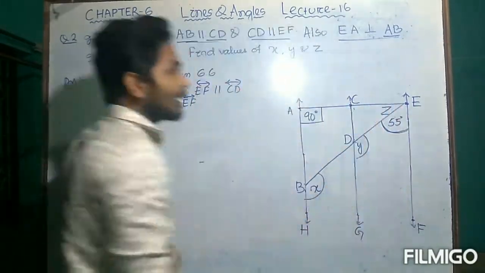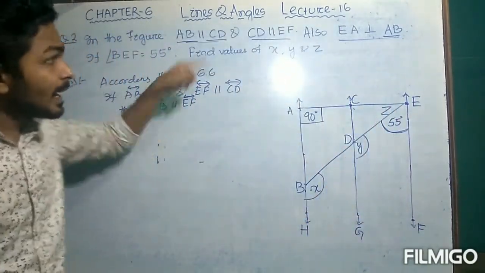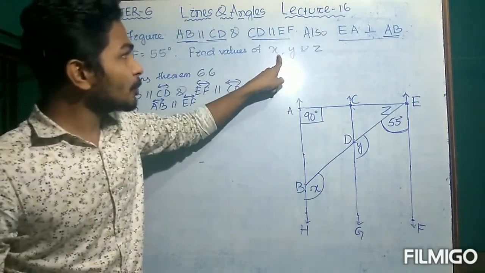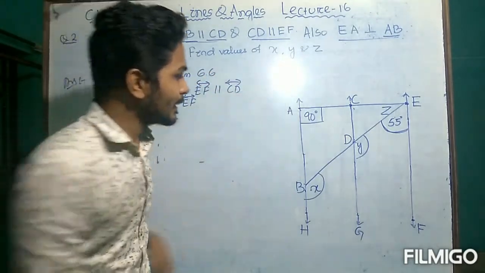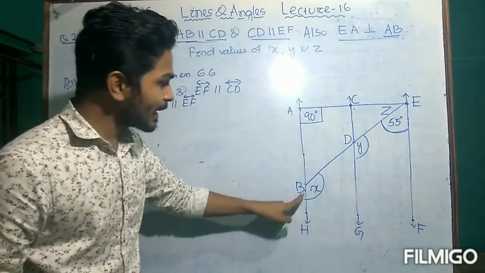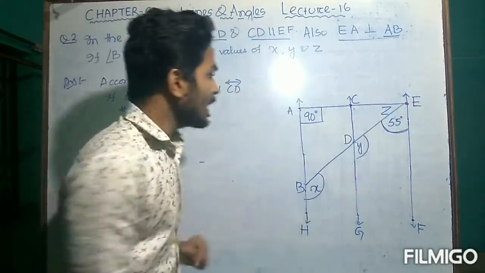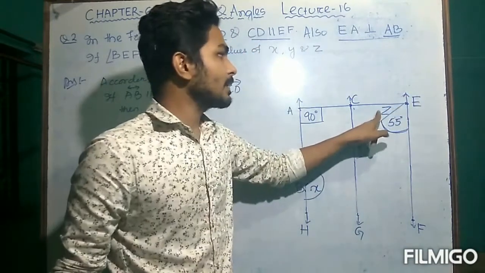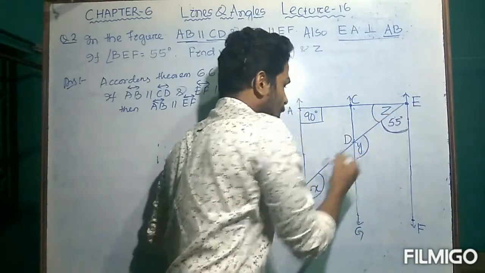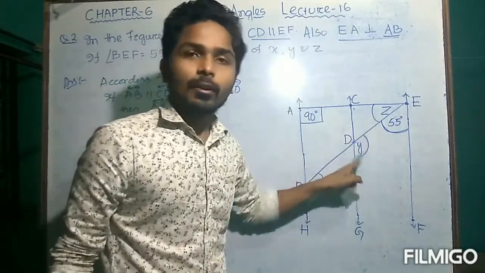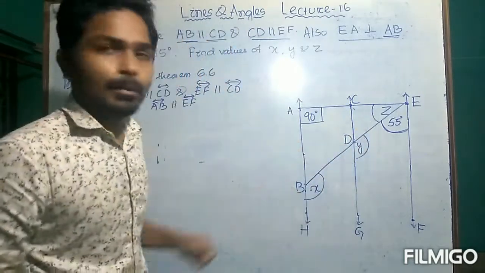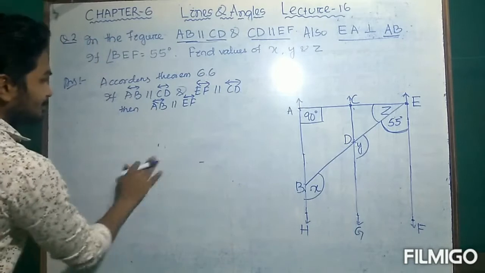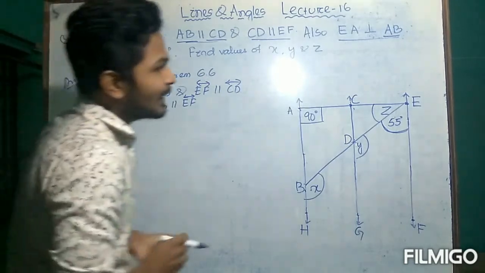Next, the angle BEF is 55 degrees. Okay? Then what do you have to find? You have to find the value of X, Y and Z. This is X. X means the angle HBE. Y means the angle GDE, and Z means this angle. So we have to find the unknown values of the variables. Right?